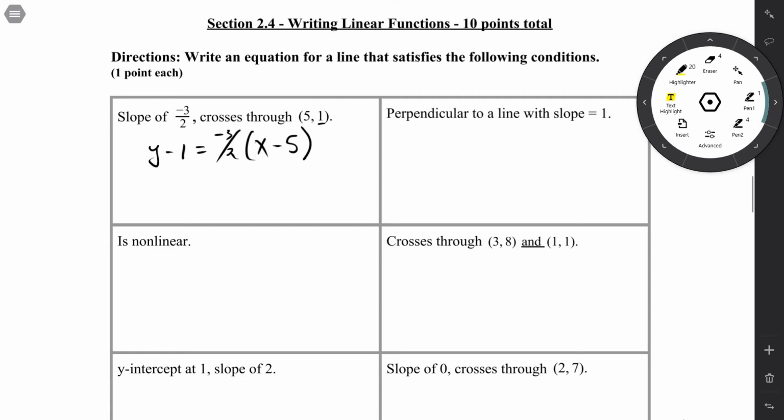Let's see. Write an equation for a line that satisfies the following conditions: perpendicular to a line with a slope of 1.